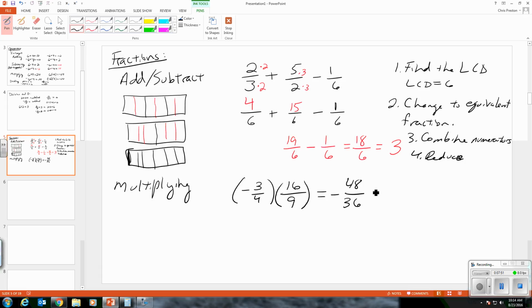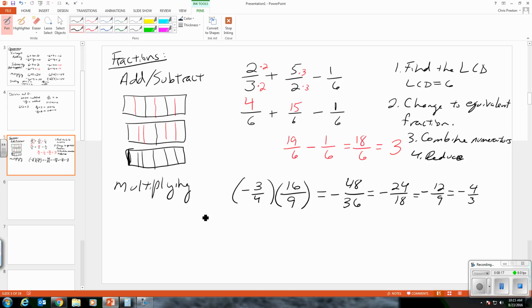And then you can reduce. So you can say, well, they're both even, so let me cut them in half. They're still both even, so let me cut those in half. And then 3 goes into both of those, so 4/3. So that's one way you can do it. Multiply top times top, bottom times bottom. Make sure you check your signs. A lot of times, if you want to put this negative on something, you put it on the top. Think of it as a top number.